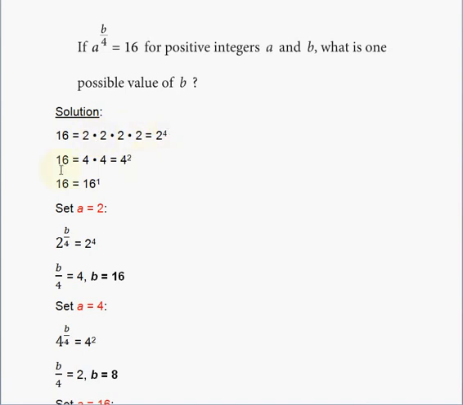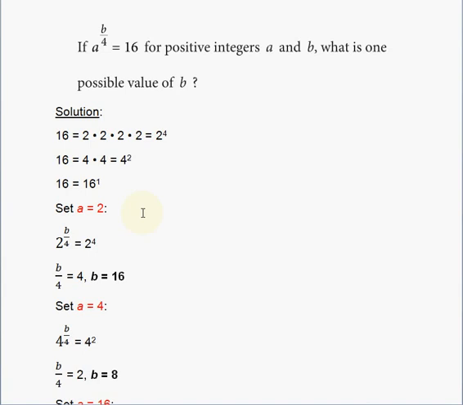Similarly, 16 can be expressed as a multiplication involving the base 4. 4 times 4 is equal to 4 raised to the 2nd power. And 16 can also be expressed as 16 to the power of 1. Now we're ready to play around with possible values of a, and then find their respective b values.